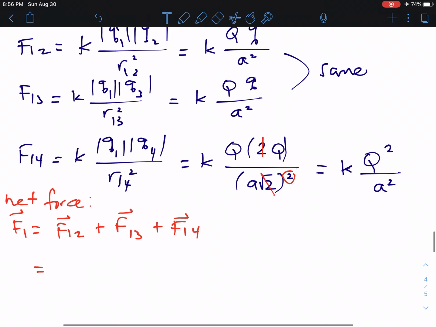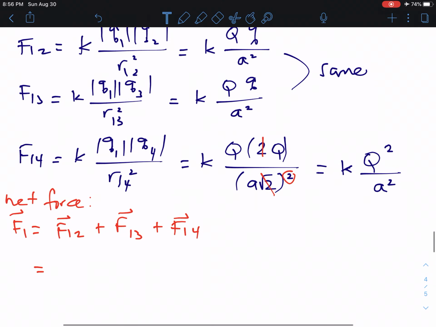And we are going to write also the j hat, and that was negative because it was pointing down. So it's the magnitude of F14, k capital Q squared divided by a squared. I'm just using this as you realize. And sine 45 is the same, root 2 over 2. And this is j hat direction, it was negative. Okay. And we're saying that net force is 0, so this whole thing is 0.